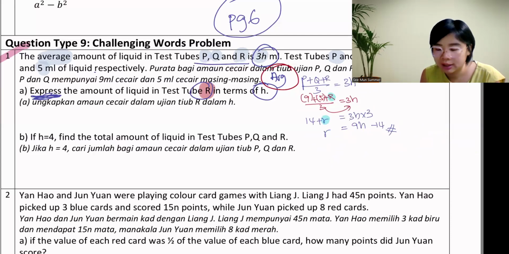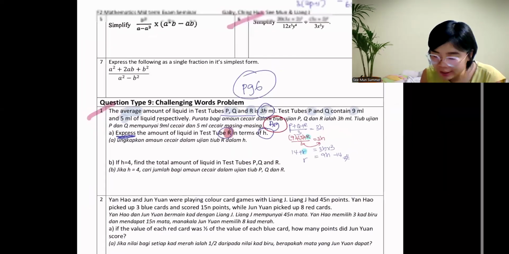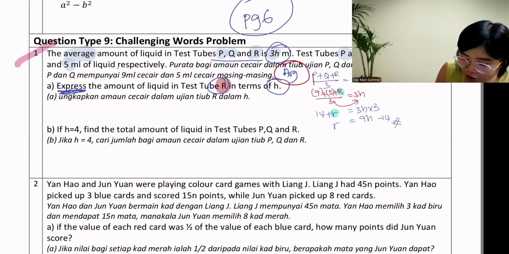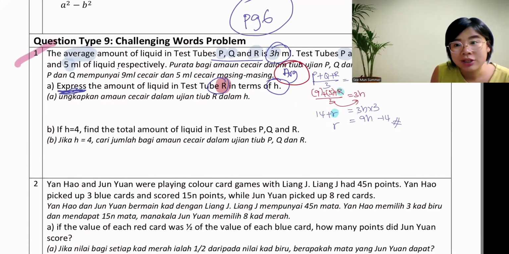Okay? I'm at page 6, question number 1. Now continue with B. So far, so good. Maybe for 3, average is a new term for you, so you're not familiar. So now you know that when they say average, you add all together, divide by the number of the people.